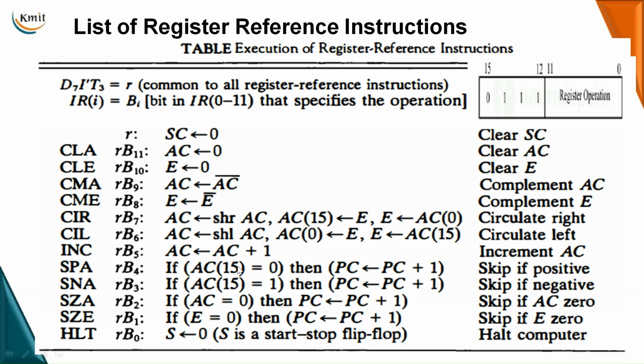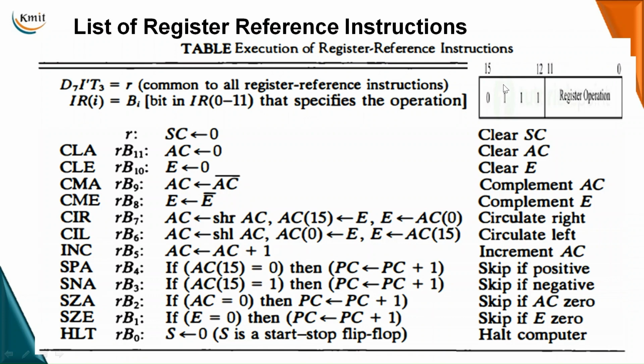So if you look at the list of register reference instructions, small r is represented as D7 I'T3. We call it small r. This is common for all the register reference instructions. And the second one, capital B, changes for each and every instruction. This B is nothing but the bits represented between 0 to 11.